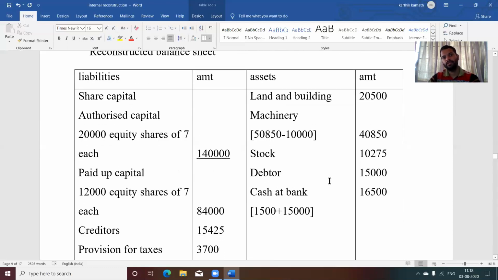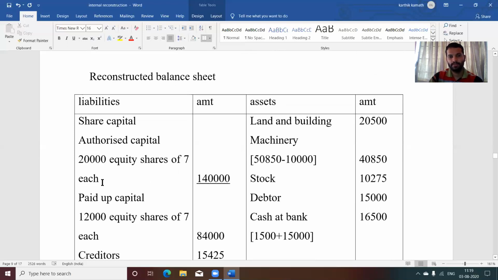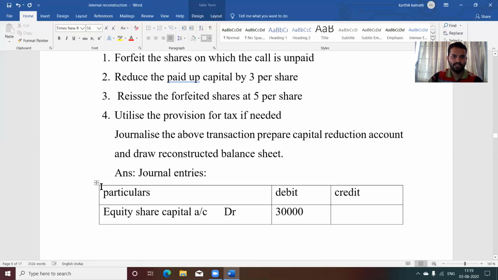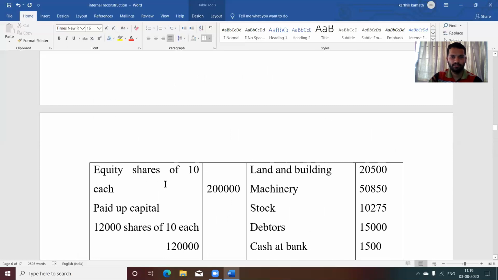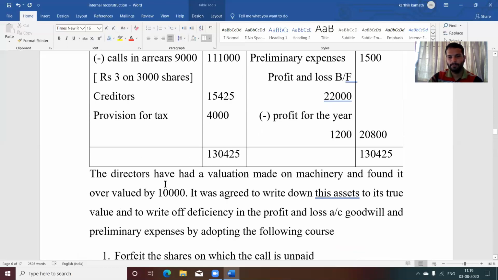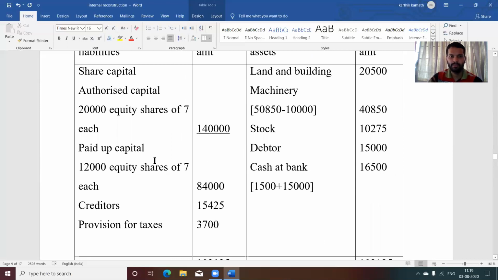So finally, we have arrived at the conclusion part, that is the reconstructed balance sheet. In the reconstructed balance sheet, authorized capital. Now the paid up value is 7, 3 is unpaid. So now the paid up capital value is 7 per share. So 20,000 equity shares of 7 each. If you see the balance sheet, 20,000 authorized capital they have given. So you are going to write authorized capital 20,000 into 7, 1,40,000.